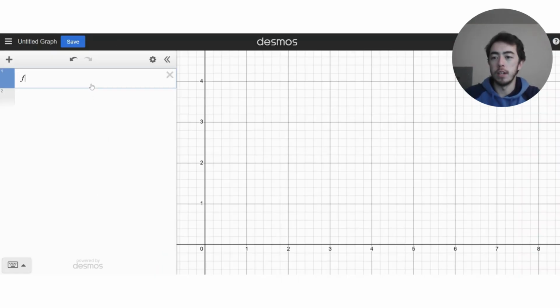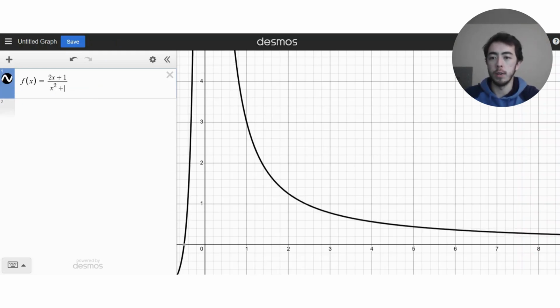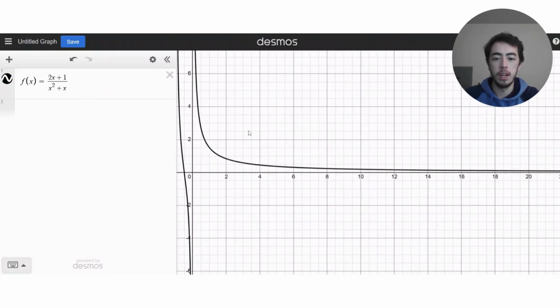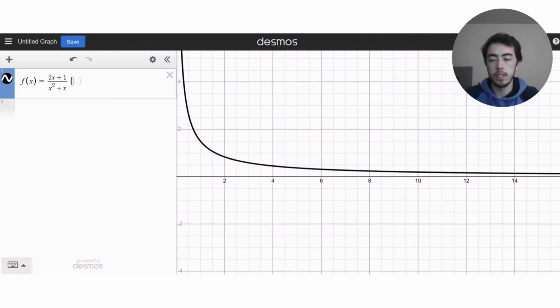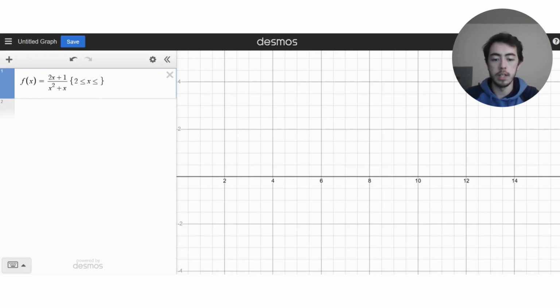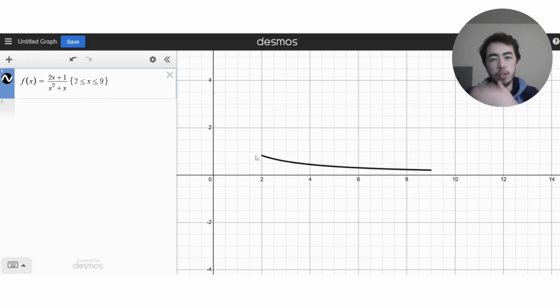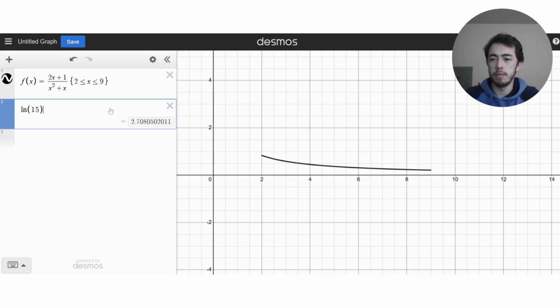I also wanted to share some graphical understanding of integrals. We were first given, I'll use x for my input, 2x plus 1 over x squared plus x. And we were asked to take the integral of this wacky rational function. What it looks like on the graph is taking the area underneath this curve and above the x-axis from whatever our bounds were, which were 2 to 9. So this area right here was that 2 or 3, between 2 and 3, that we found, which was natural log of 15. Okay, so the area here is about 2.7.